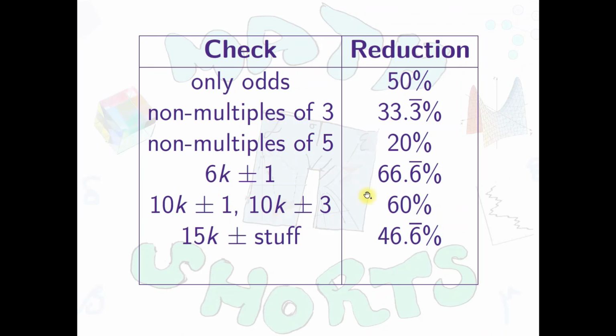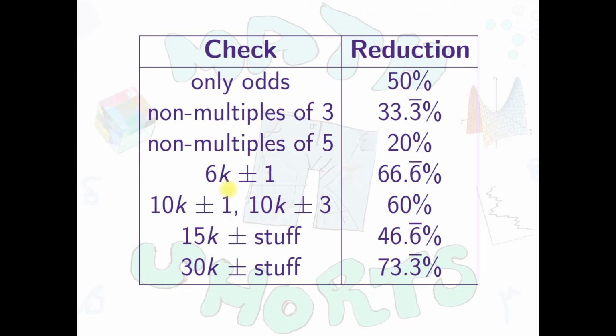To actually do better than our 6k plus or minus 1, we'd actually have to incorporate 2s and 3s and 5s together, and 2 times 3 is 6, times 5 is 30. And if I looked at multiples of 30, then I would actually get something that's better than our 6k plus or minus 1.